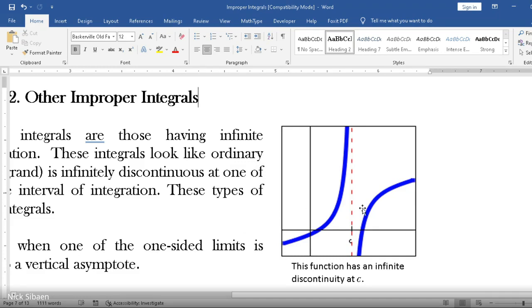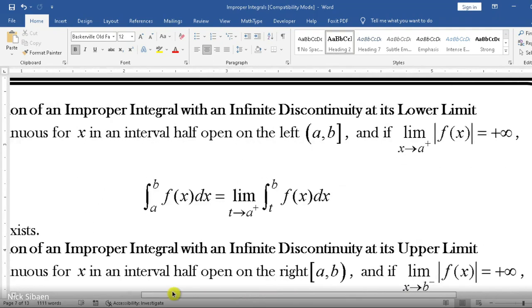Because the infinite discontinuity may happen at the lower limit or it may happen at the upper limit. So isa lang ang infinite discontinuity na limit or actually both or hindi. Yung interval of integration natin, somewhere in between on that interval, in that interval ay si asymptote. So ito yung tatlong case na yon.